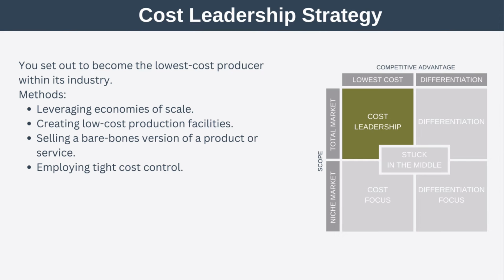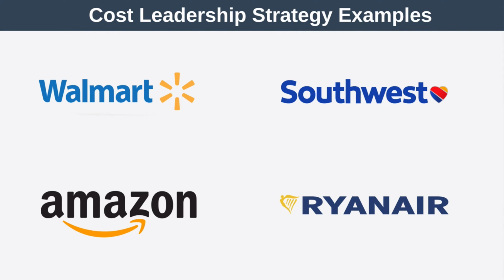Now, it's important to note here that a cost leadership strategy doesn't just mean deciding to be the cheapest. That's not enough, because a similar low-cost competitor could undercut your prices to steal your customers. You must look at what you can do differently from your competitors to sustain your position as the lowest cost producer. So examples of firms with a cost leadership strategy include Walmart, Southwest Airlines, Amazon, and Ryanair.